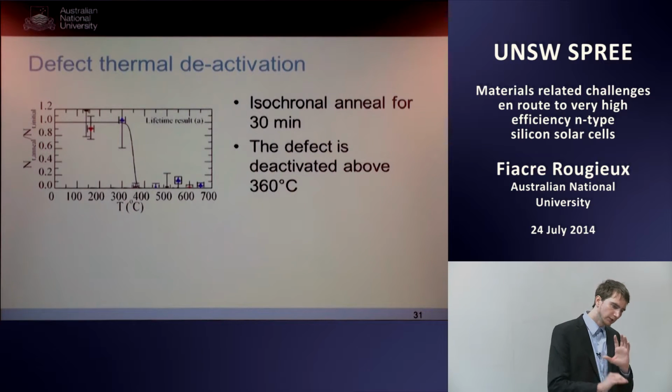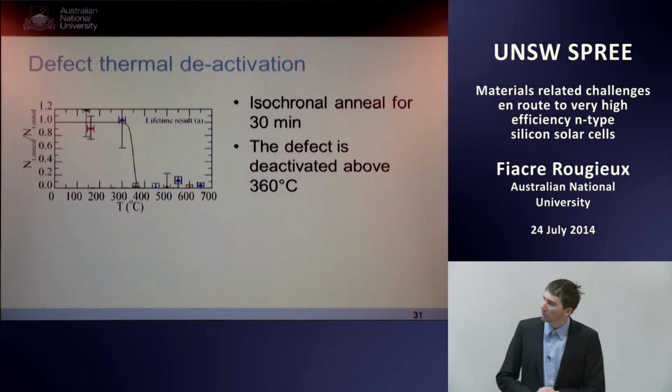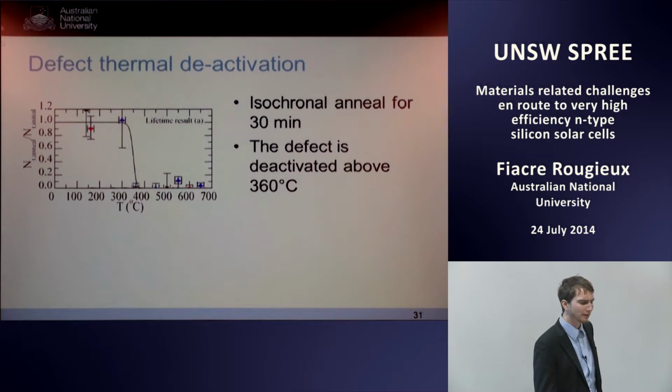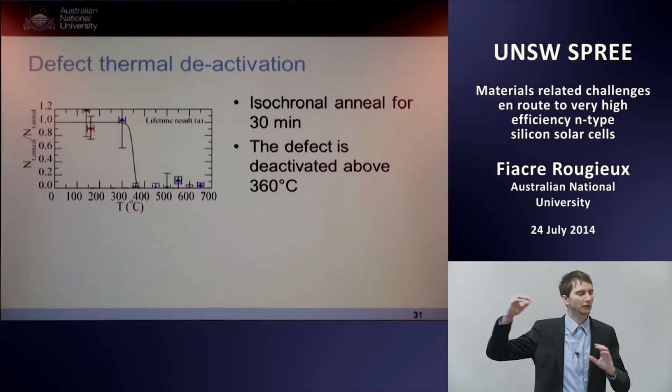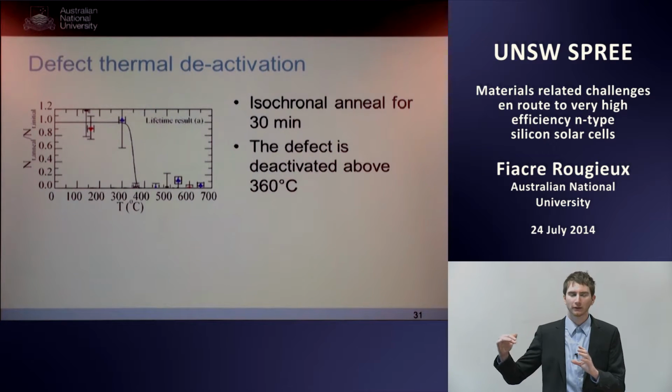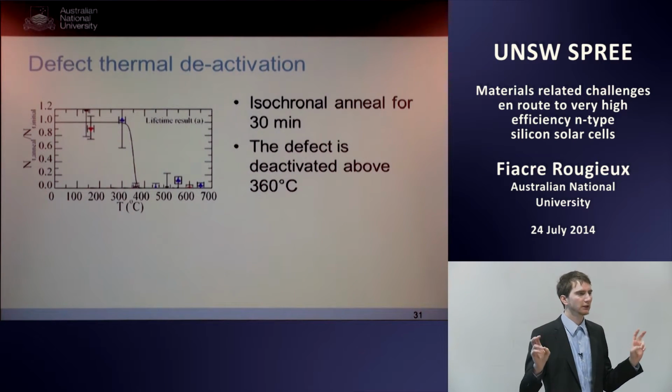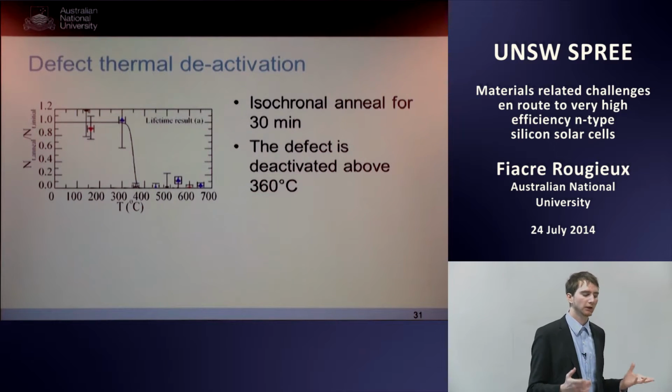And so that's what we did in this next experiment. What you see here is the remaining defect density, calculated from the lifetime measurements. We take the inverse lifetime before and after the anneal, and we obtain an effective defect density. This is standardly used.